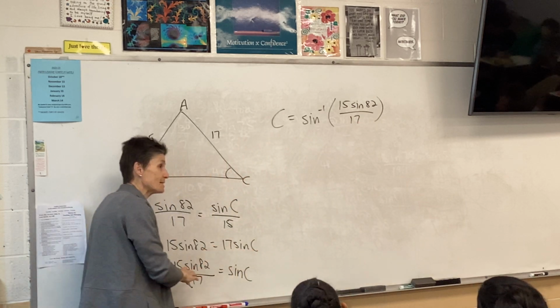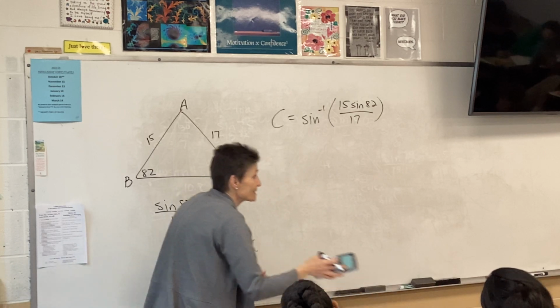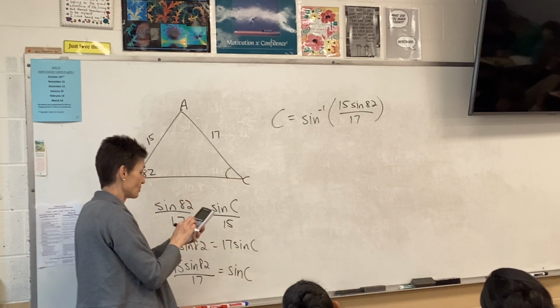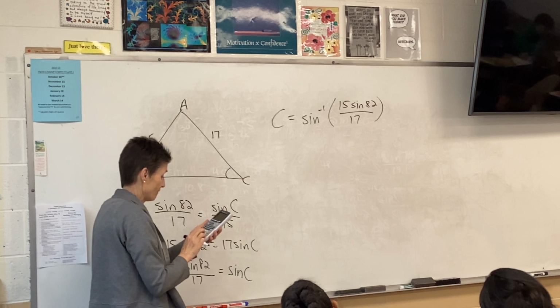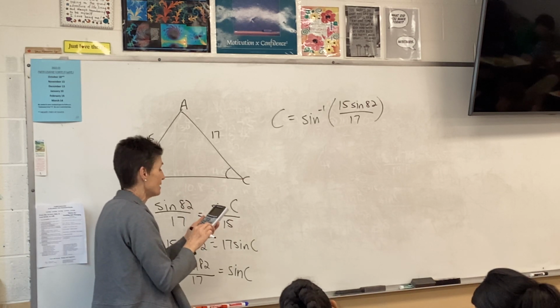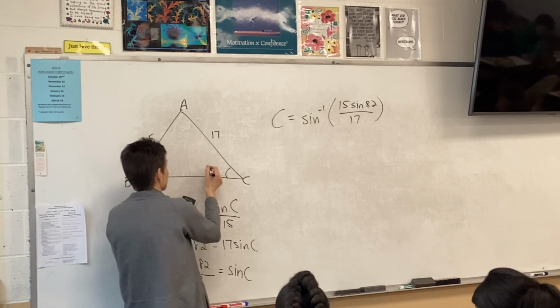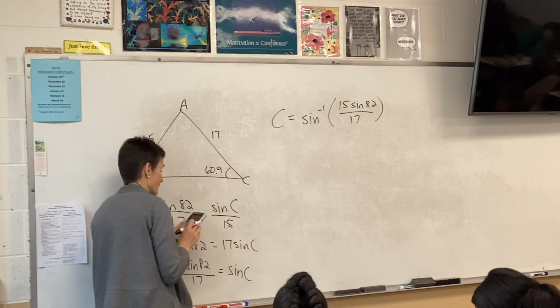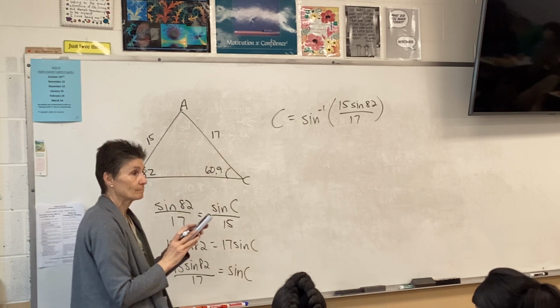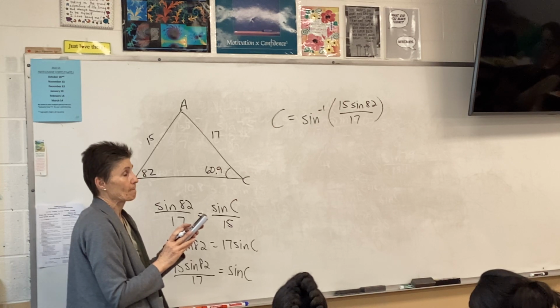So the fraction itself is not the answer. To get the answer, you have to second sine that fraction. So second sine, 15 sine 82, close parentheses, divided by 17. I got basically 60.9. Anybody else get that? Would someone nod? Okay.